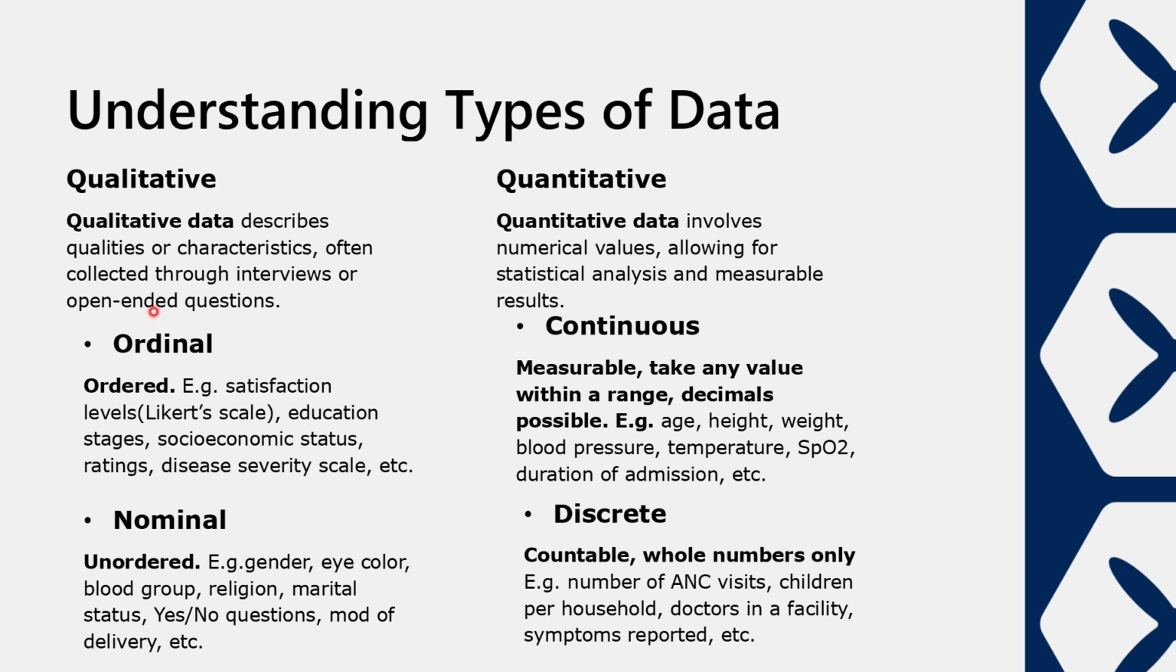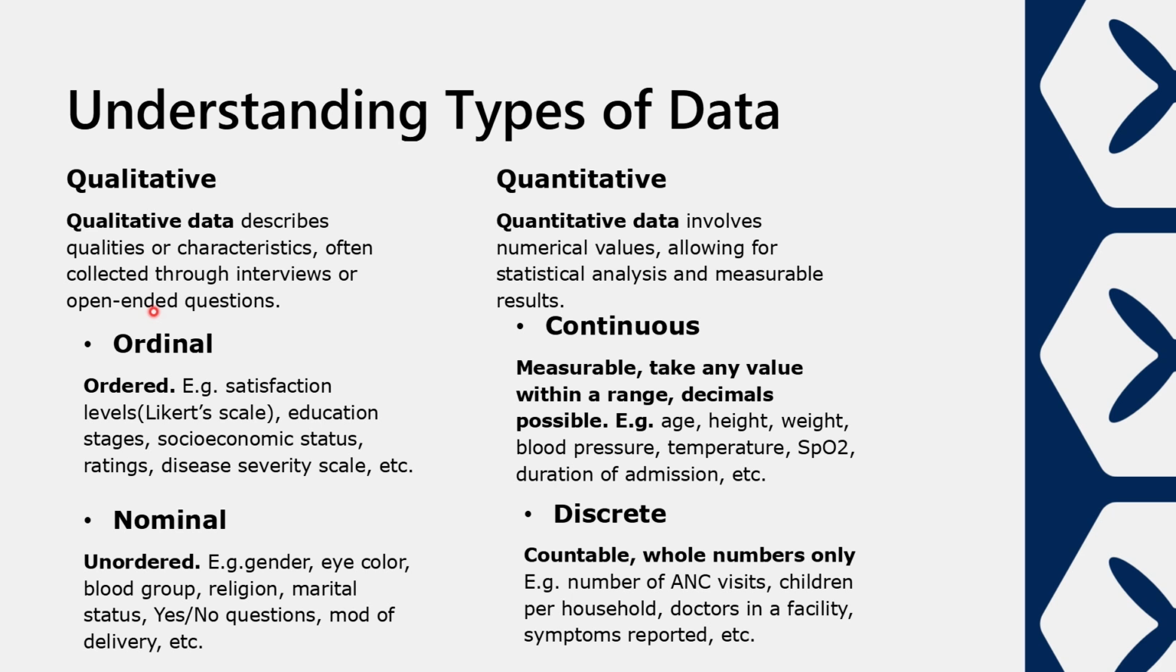Then nominal, unordered: gender. If we want to start a gender debate, we used to do that in primary school: boys are better than girls. So it depends on who argues better that is going to win. So gender is not ordinal, it's nominal, it's not ordered. You can't say you want to put female higher than male or male higher than female.